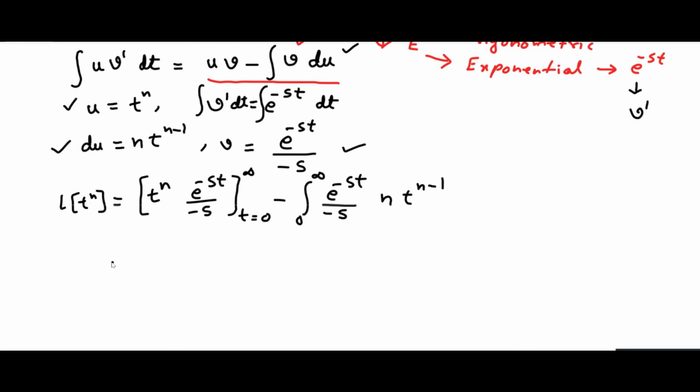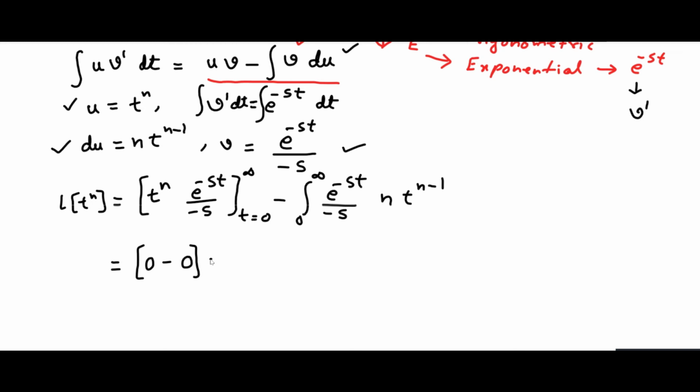Further, if you write down the upper limit value here, t will be infinity, and e power of minus infinity will be 0. So if you apply the limit, the upper limit value completely becomes 0. Minus the lower limit value for t, which will be 0. So 0 into anything will be 0 itself. So the whole of this first term becomes 0.